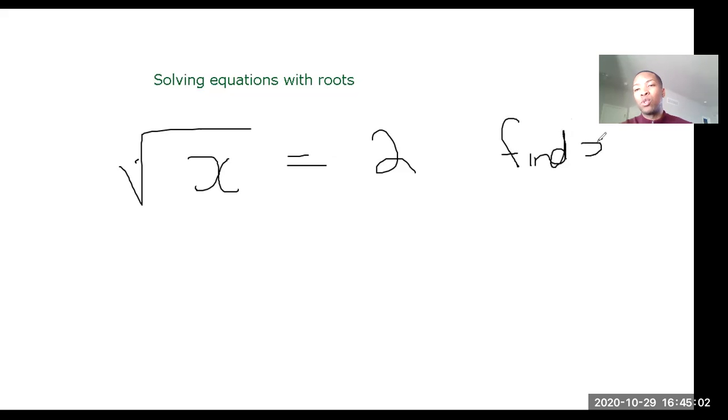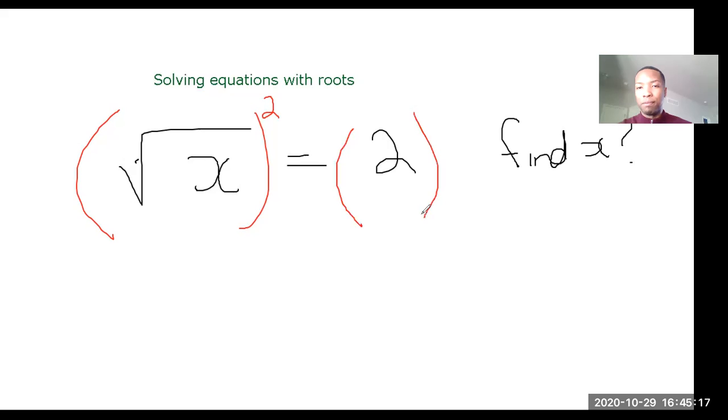As of right now, I have square root x. That is not just x. I need x to be by itself. In order to get rid of a square root, I square it. And whatever you do on one side, you do it on the next side. So my square cancels out my square root. All right, and since my square cancels out my square root, I'm left with x.